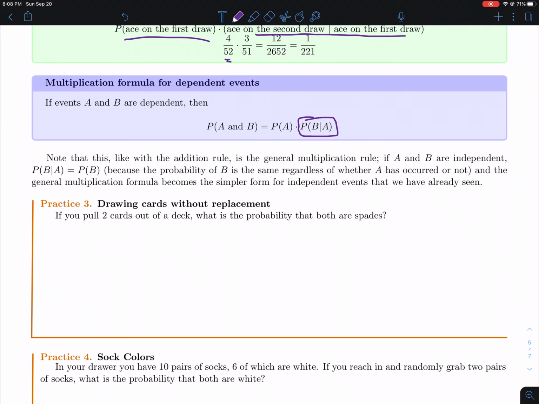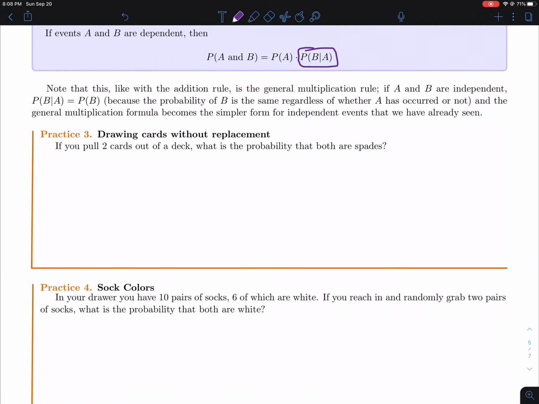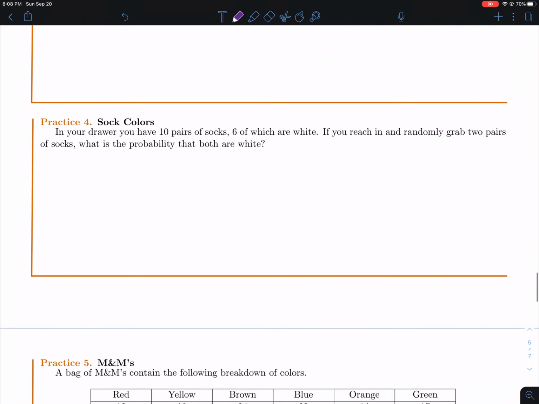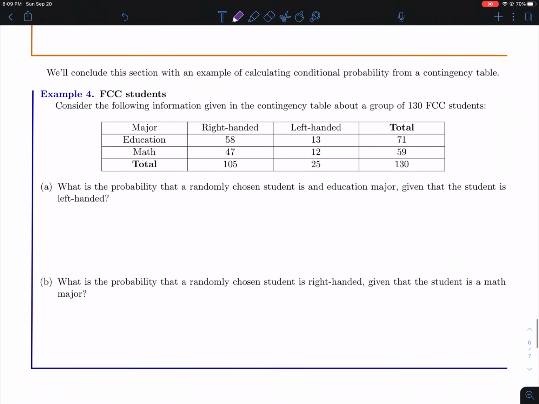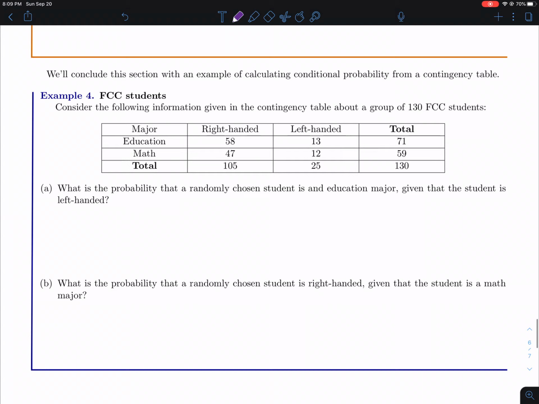All right, so with that in mind, I was going to have you guys try a couple of these ones that are without replacement, so the dependent probability ones. So try practice 3, practice 4, practice 5. And then the last thing I wanted to do, so again, pause the video at this point, go practice those. And then I wanted to talk a little bit about doing probabilities using a contingency table.